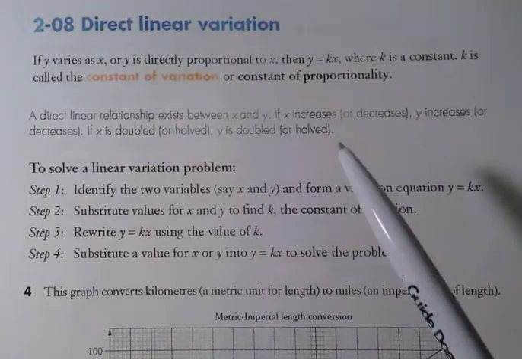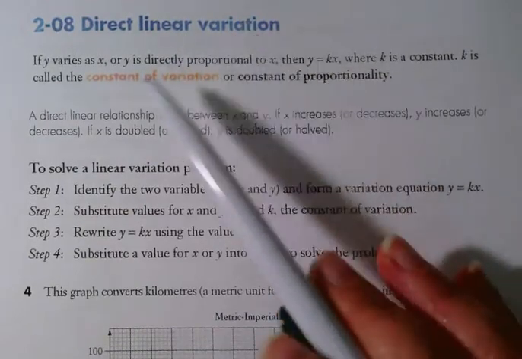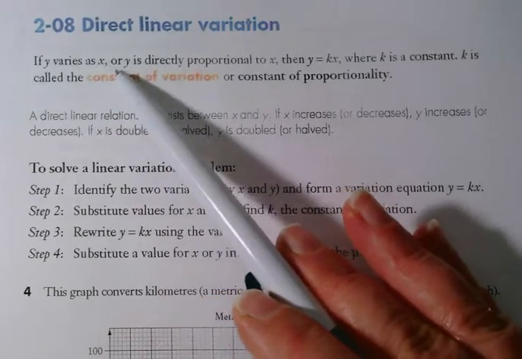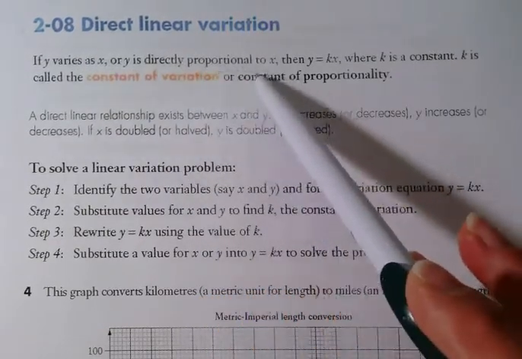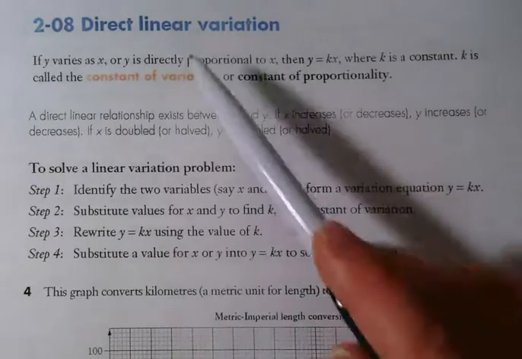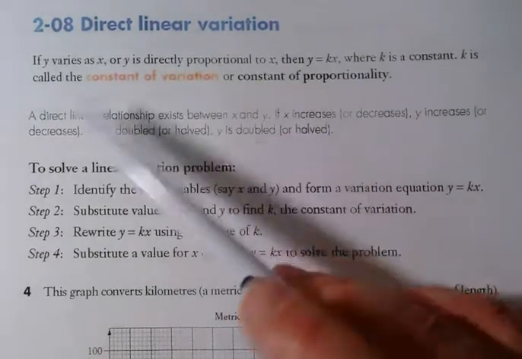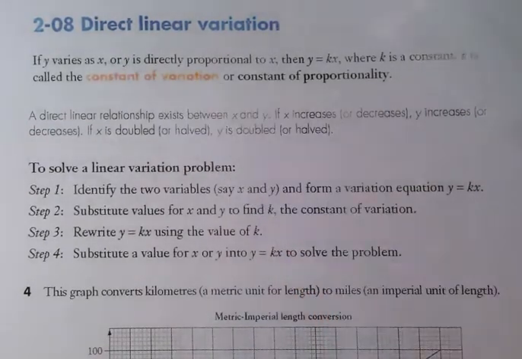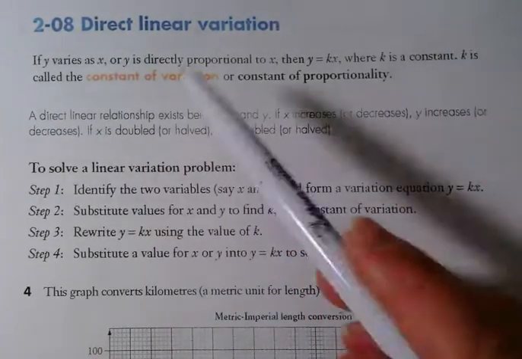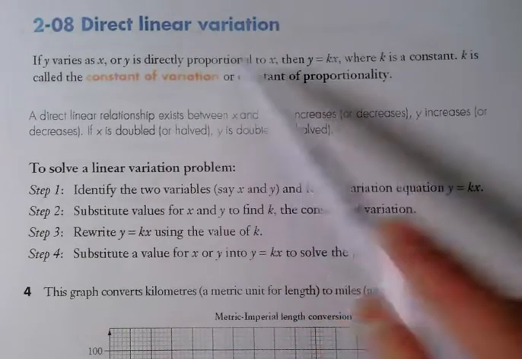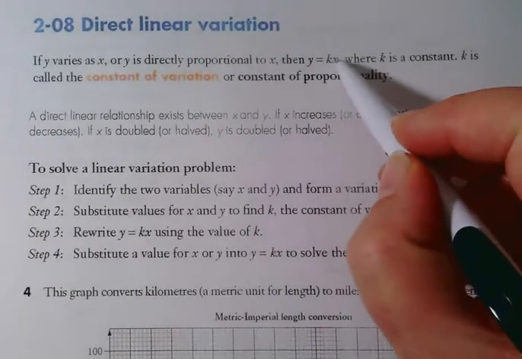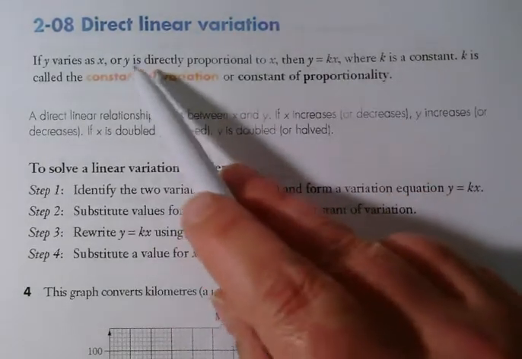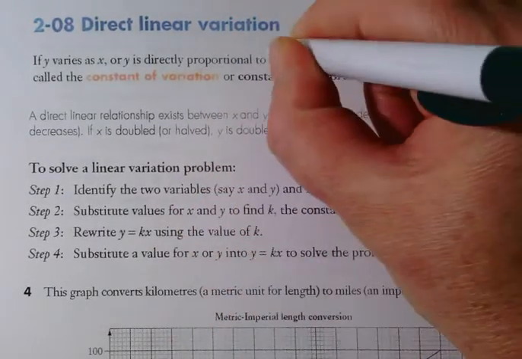Okay, exercise 2.08, direct linear variation. If y varies as x, or if y is directly proportional to x, what we mean by directly proportional or varies as x is that when x goes up, so does y. So that's what that means. If something's directly proportional to something else, then when x gets bigger, y gets bigger, for example. So that's what we mean by directly proportional to x.